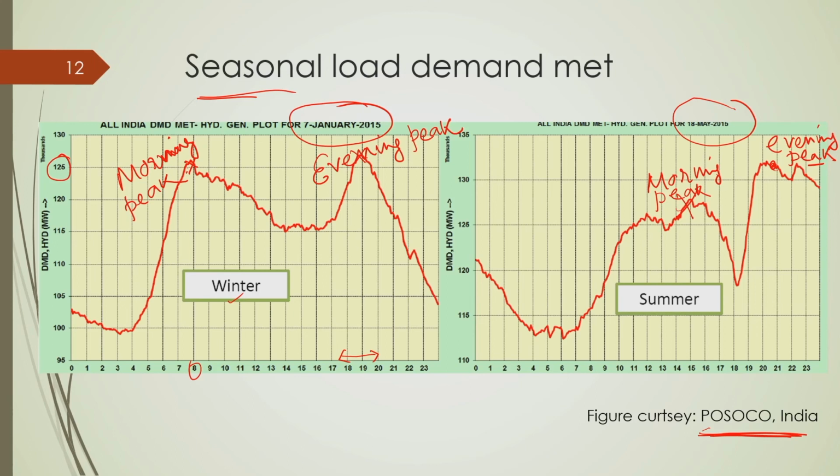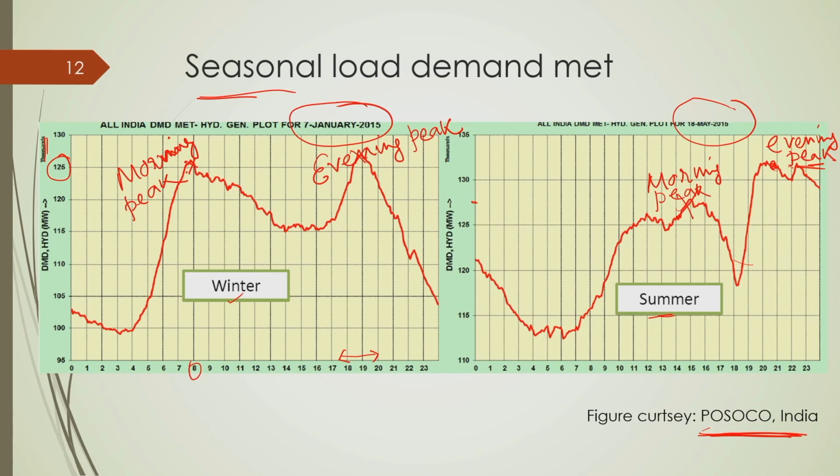Not 125 megawatt, this should be 125 gigawatt. Thousands of megawatt it is mentioned. But during summer you can see the morning peak is around 125 gigawatt and the evening peak is much higher, more than 132 gigawatt. So, not only magnitude wise these peaks are different, but also characteristic wise, shape wise they are different. Those things you have to understand.